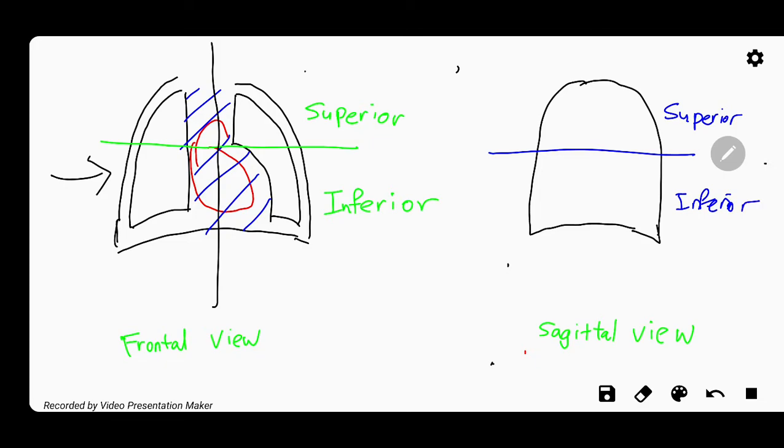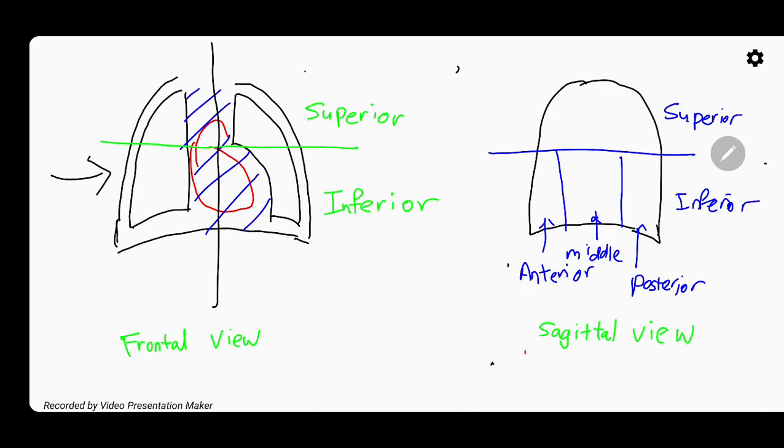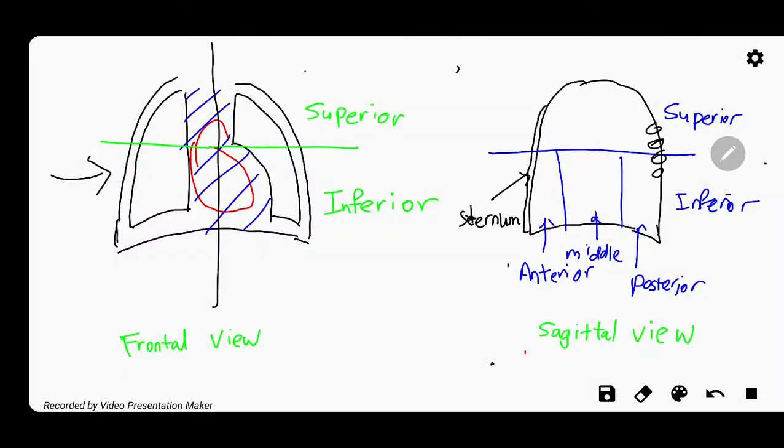Now, the inferior mediastinum is further divided into the anterior, middle, and posterior. Obviously, the sternum is here. And the vertebrae is here. You have 12 thoracic vertebrae, the 12 thoracic vertebrae is here.